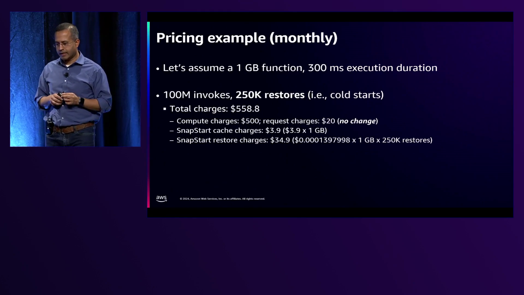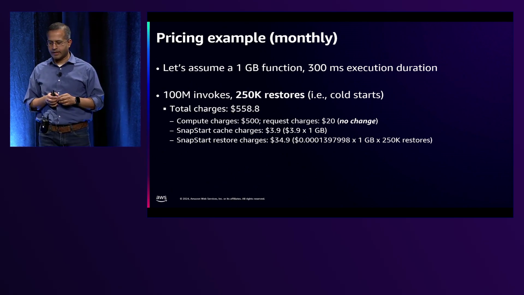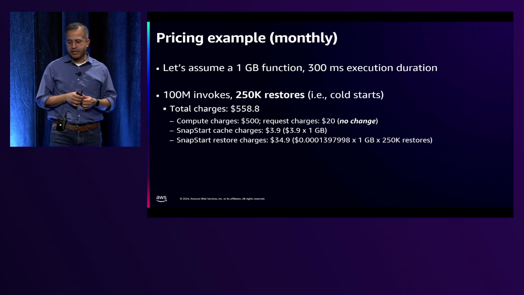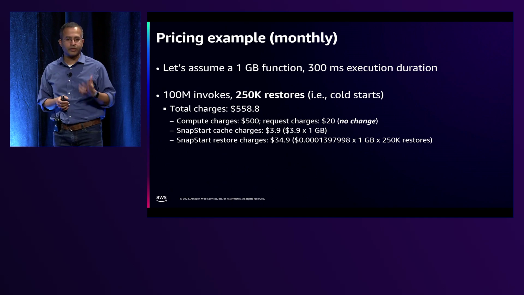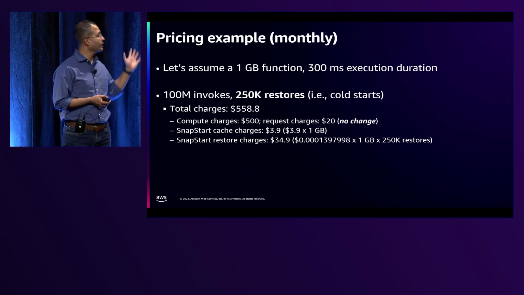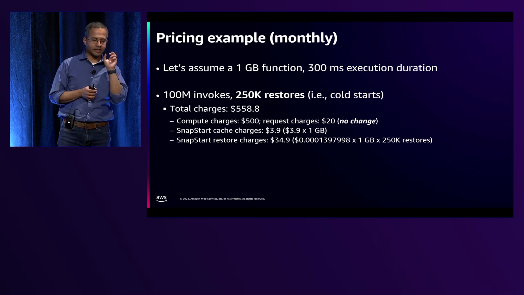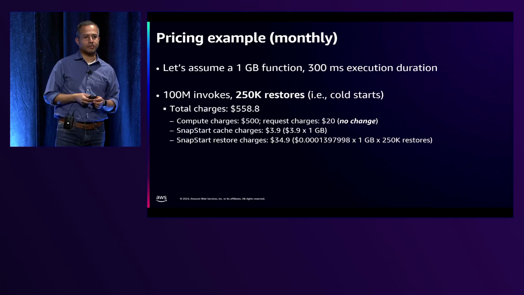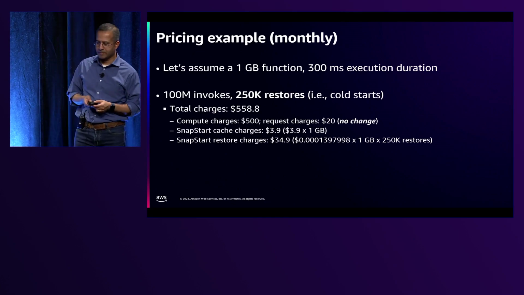I think the 2 parts to keep in mind here again are that the caching charge is independent of the invoke volume, as you can see. And then the ratio of cold starts to invokes reduces as the traffic volume grows, because once the snapshot is available, the number of restores, especially for a warm execution environment, is going to be lower, right?